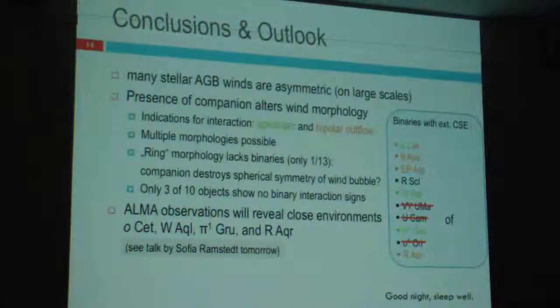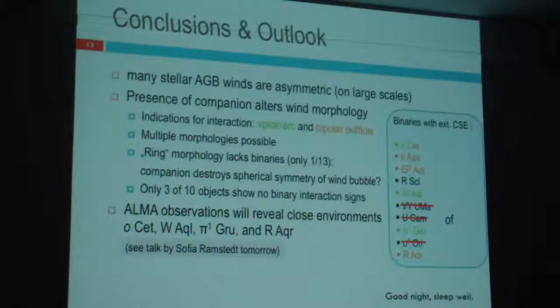So I conclude here that many stellar AGB winds are asymmetric, on large scale of course, and the presence of a companion alters the wind morphology and can produce either a spiral arc and/or a bipolar outflow. But also multiple morphologies are possible. So you could have, let's say, a detached shell inside a bow, or you could have a spiral inside a bow.